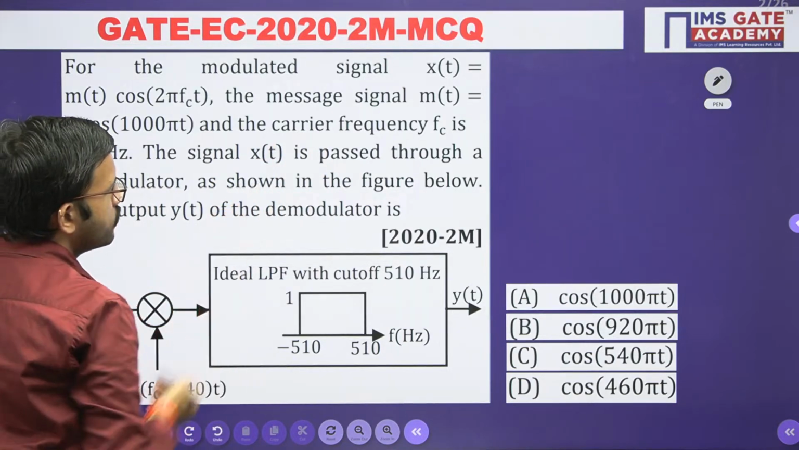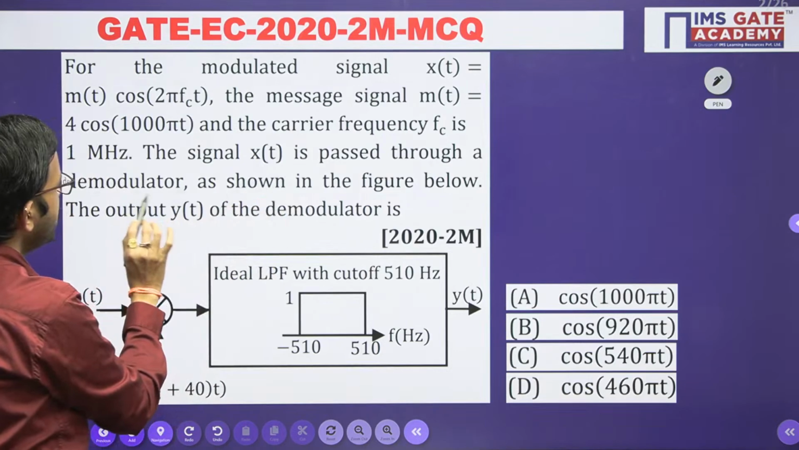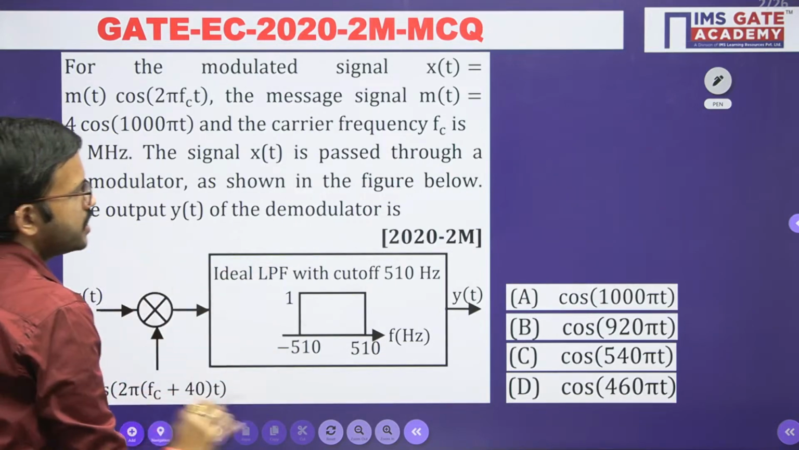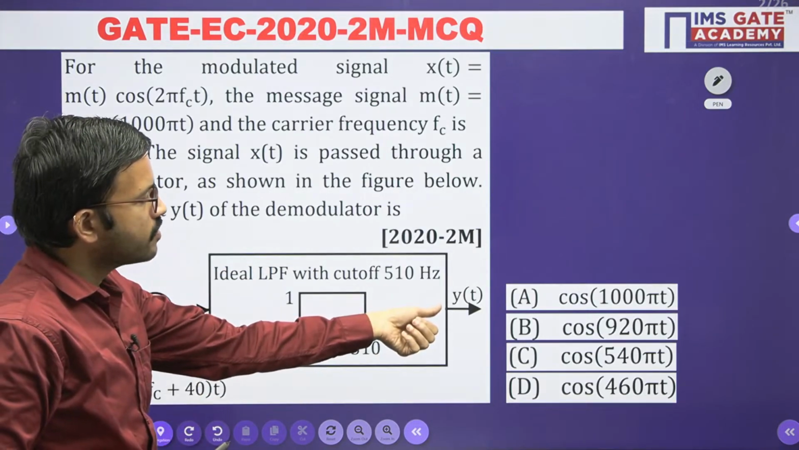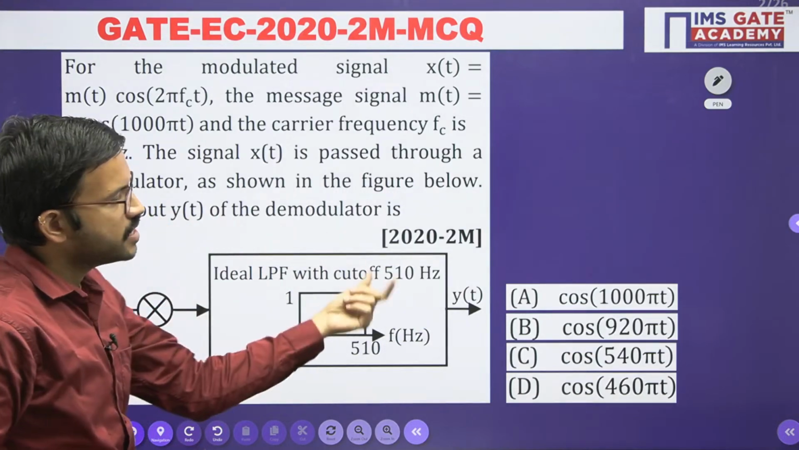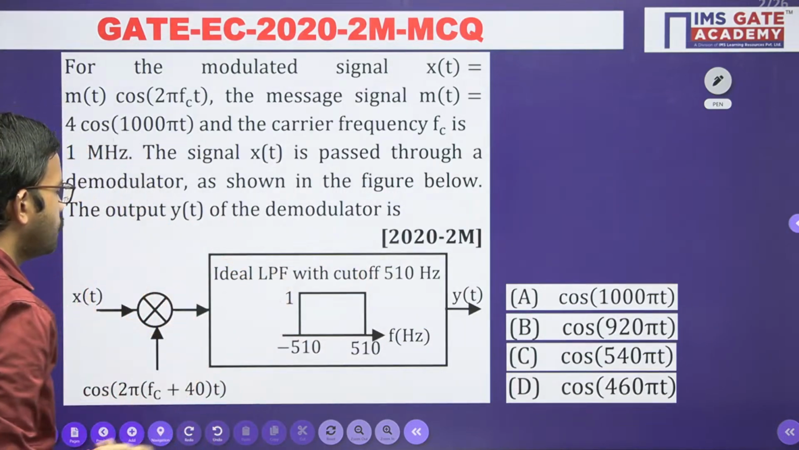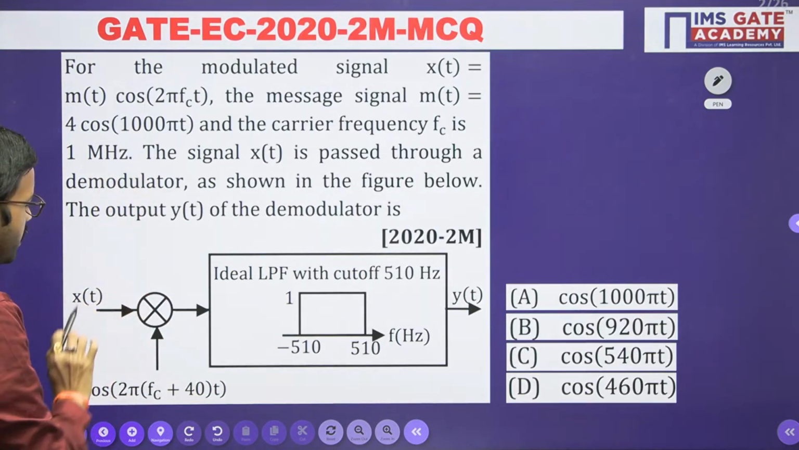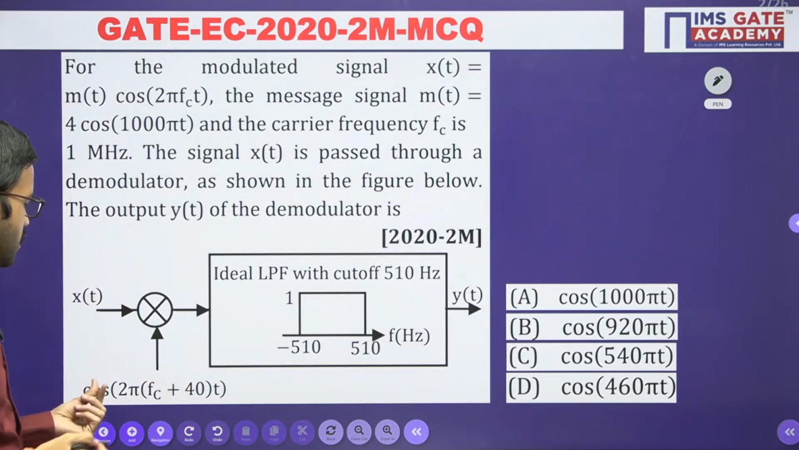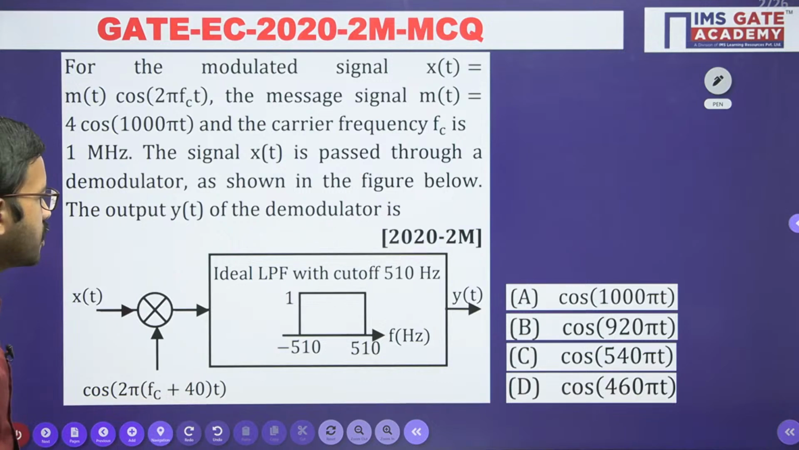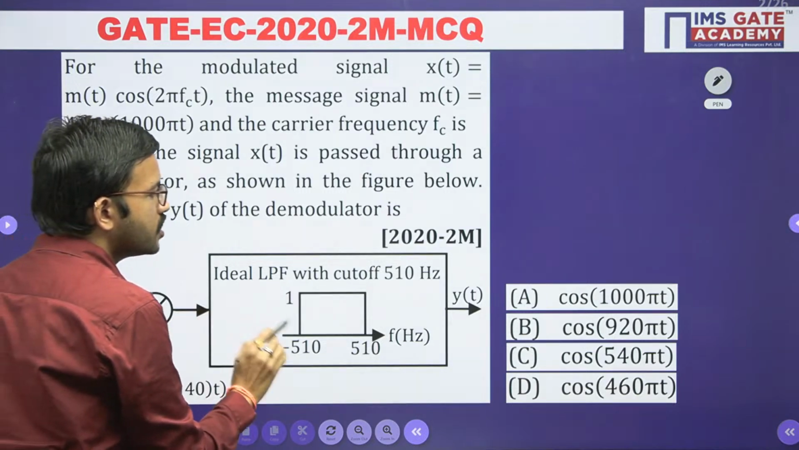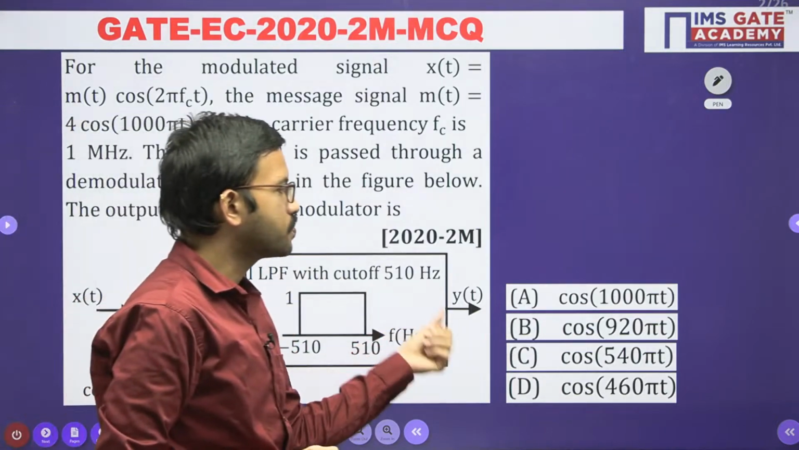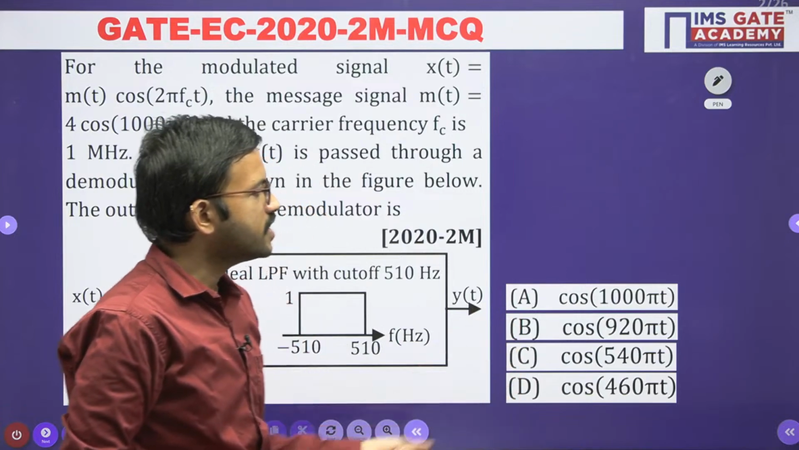The signal x of t is passed through a demodulator. This is the demodulator circuit diagram they have given, and the final output is y of t. They are asking for the output expression. In this demodulator you have the multiplier. One input is the modulated signal x of t, and the other is the carrier signal cos 2 pi into fc plus 40 into t. The output of the multiplier is passed through a low pass filter with a cutoff frequency of 510 Hz. They are asking for the final output expression. You have 4 choices; whichever is correct, you can choose.